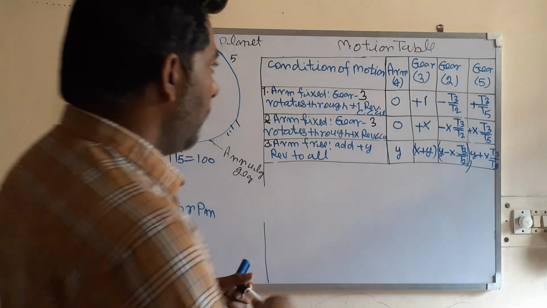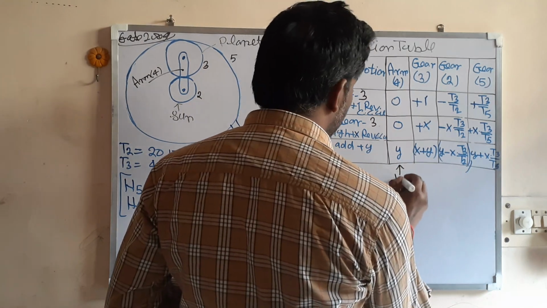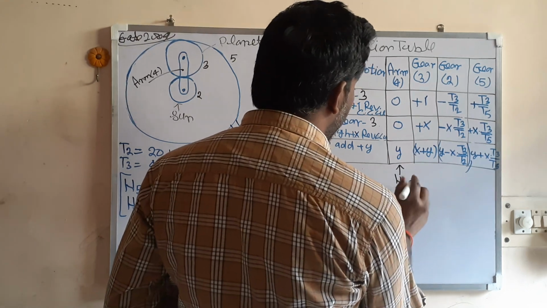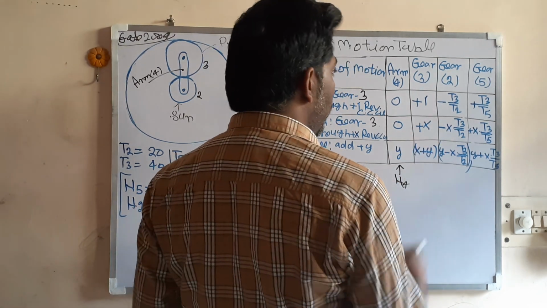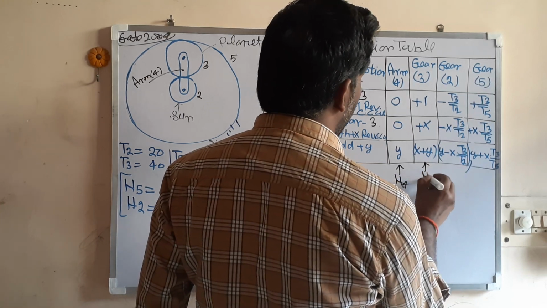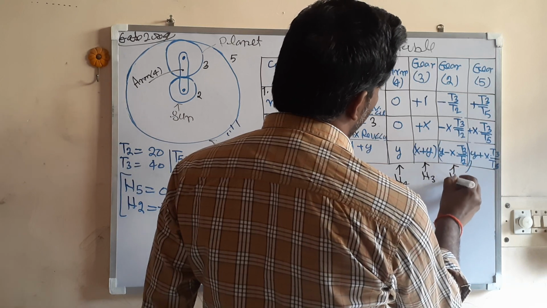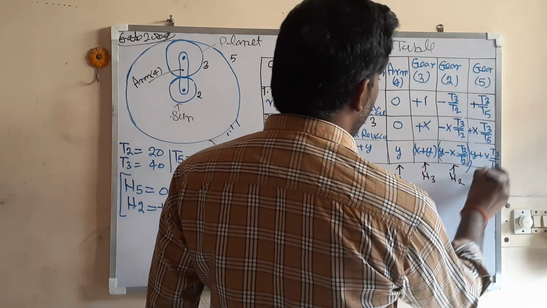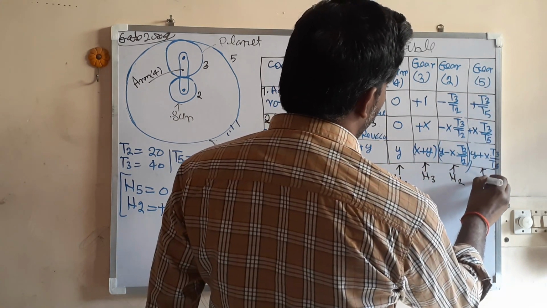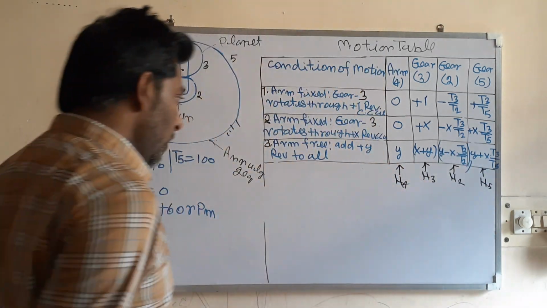Okay, let us see. This is the arm, so this is the speed of the arm, that is N arm, and the arm is 4, so you can write directly N4. This is gear 3, so this is the speed of gear 3. This is gear 2, so this is the speed of gear 2. This is gear 5, so this is the speed of gear 5, N5. Okay, now you solve the problem.